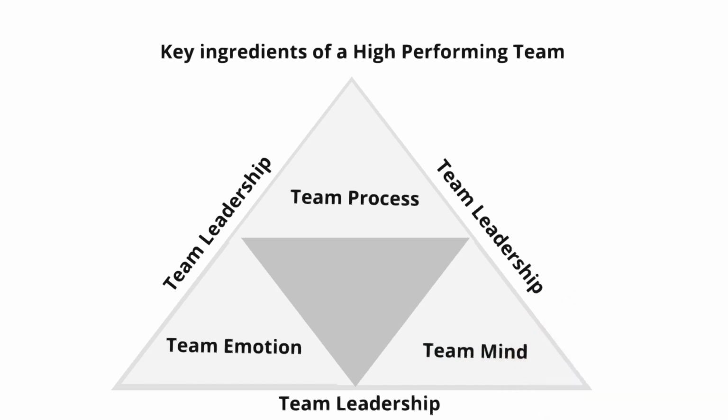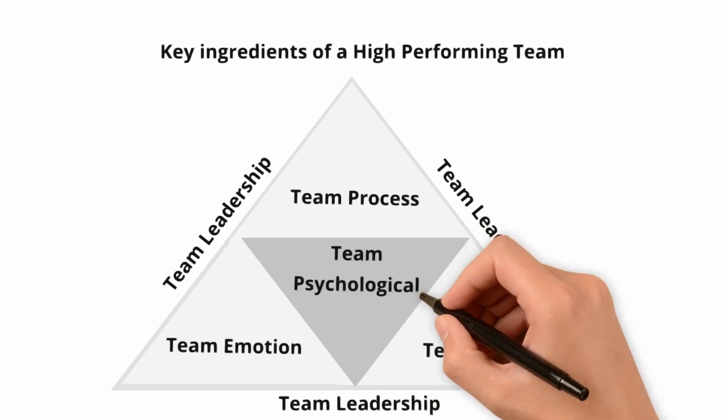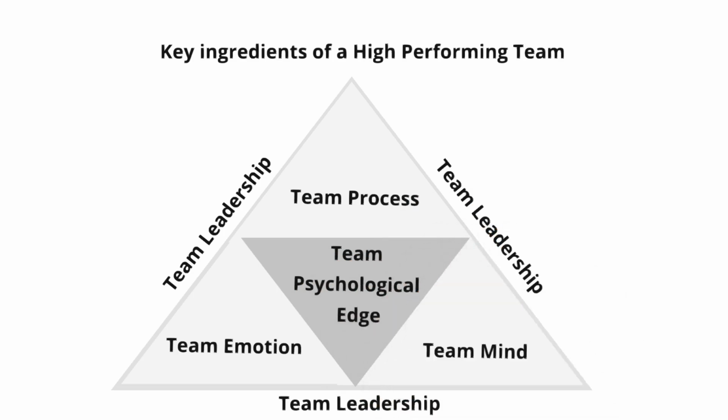With team emotion, they're able to resolve conflicts in an adult way. They trust each other and they make each other feel good in the way they work. With the team mind, they have a shared thinking in what they're doing. They're able to learn and continuously evolve their processes and actions to reflect and share ideas. With psychological edge, they perform well under pressure. They remain collected, confident, focused, and determined in the face of adversity.